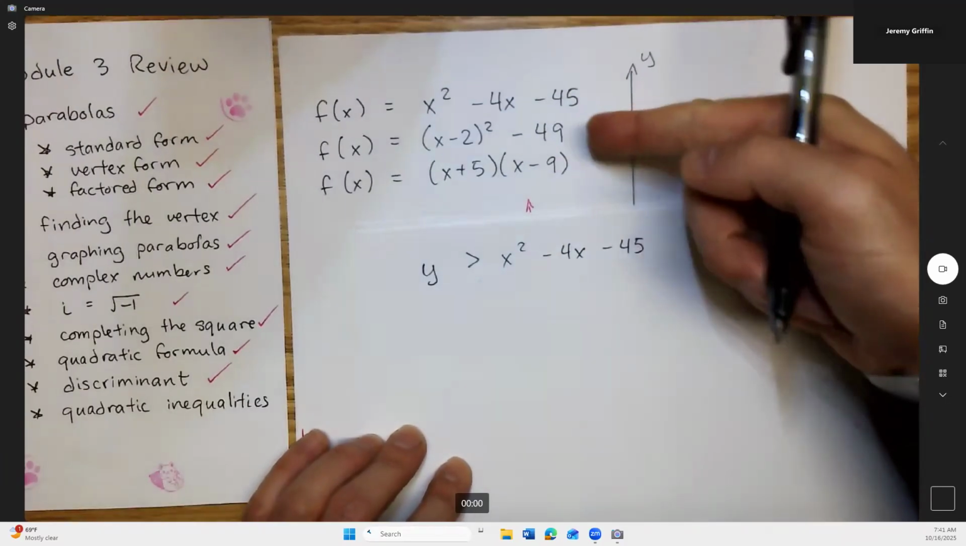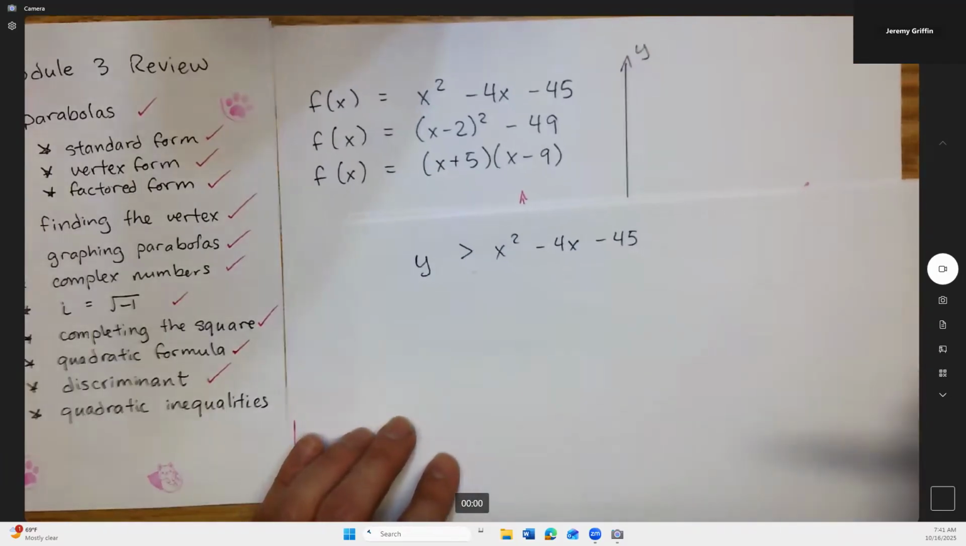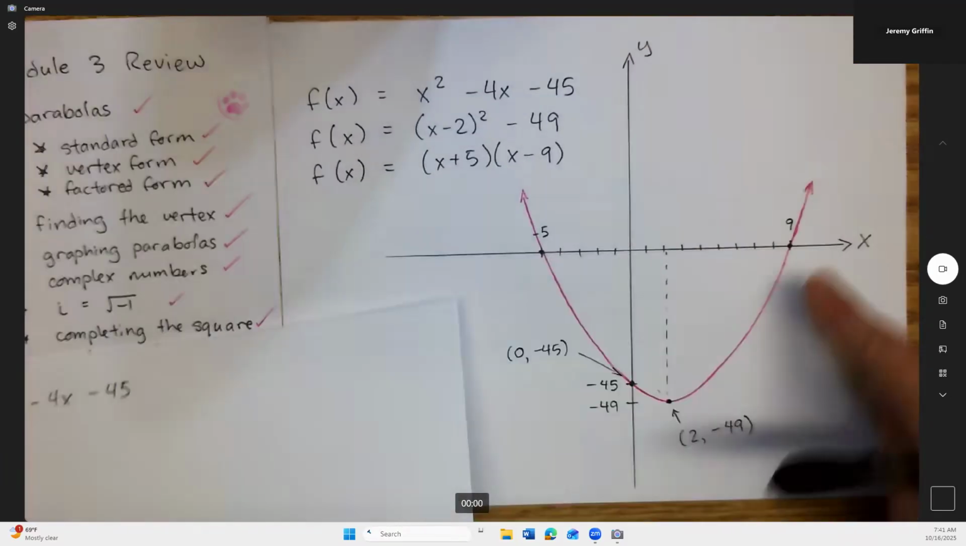Or I could have written that, or I could have written that, because these are all identical scenarios. So however you want to write it. Now, you know what the main graph looks like? It looks like this.